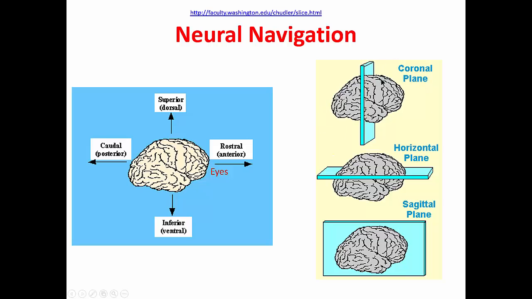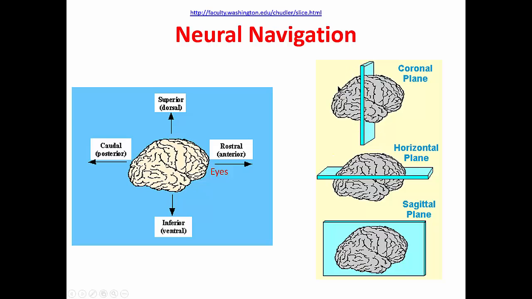The first one is going to slice the brain basically from the front to the back, or from the anterior to the posterior, from the rostral side to the caudal side. This is called the coronal plane. You'll sometimes hear it referred to as a coronal slice or a coronal axis.